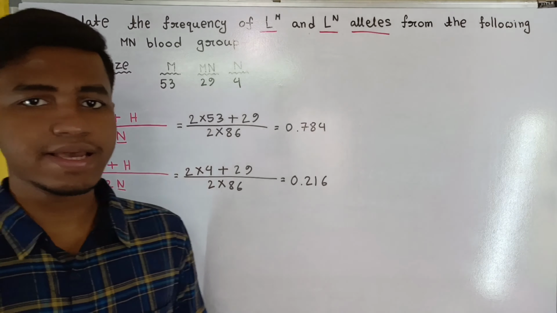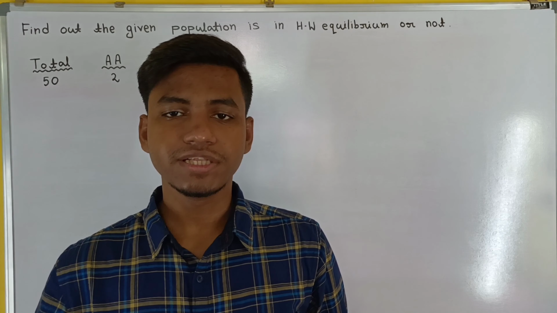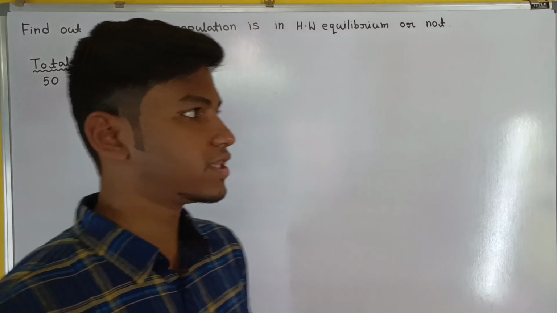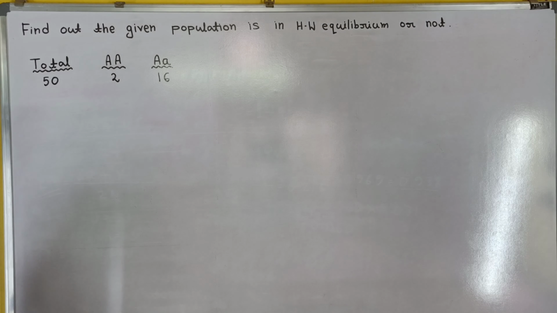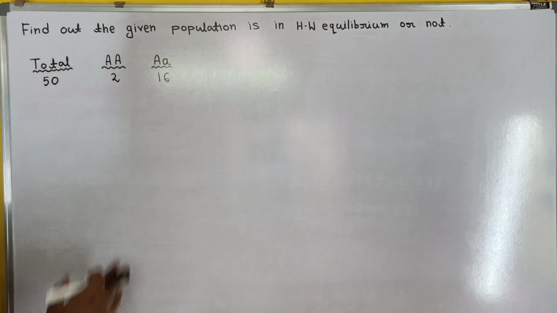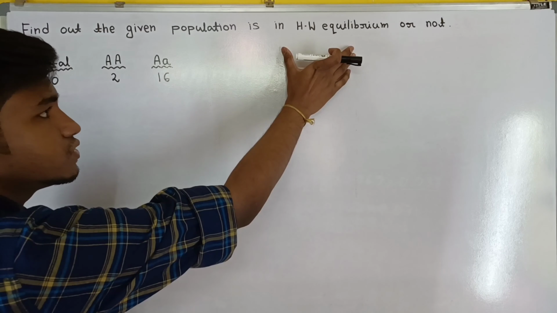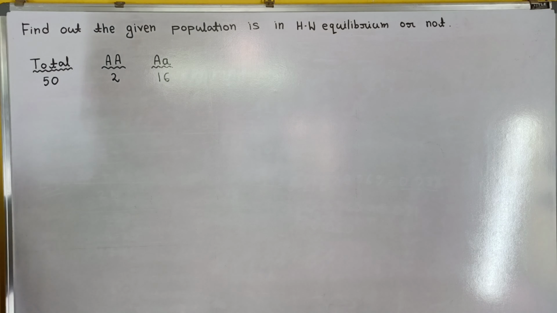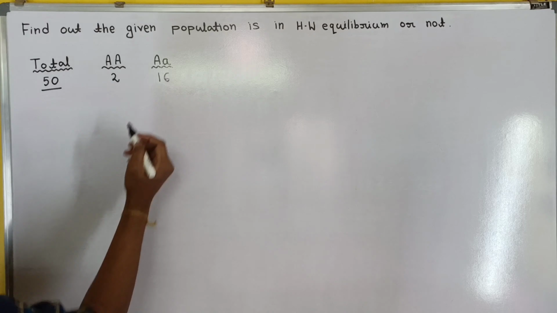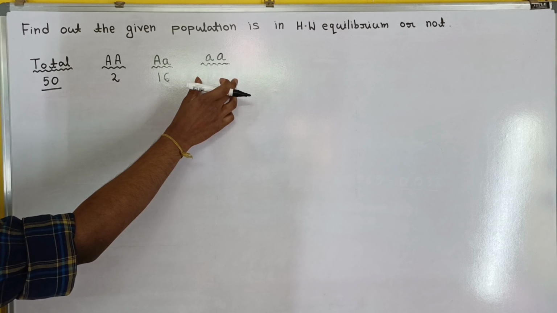Okay friend, so let's move to the third type of mathematical problem. Now we will discuss the third mathematical type question regarding Hardy Weinberg population genetics math. Our third problem is to find out whether the given population is in Hardy Weinberg equilibrium or not, and this is the given data. Here it is given that the total number is 50, and capital A capital A and capital A small a, but small a small a is missing. So we have to calculate small a from the given data.